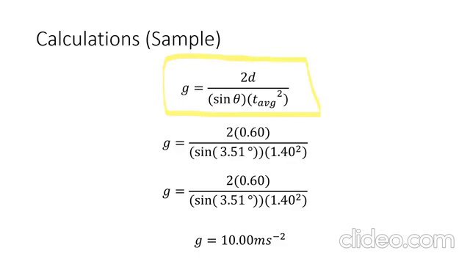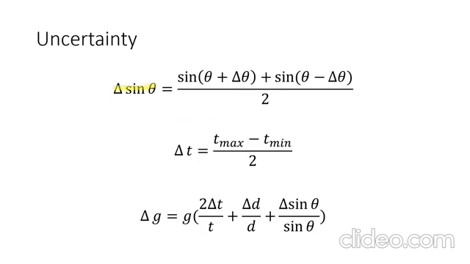Using the equation found earlier, we can now find a value for g. The final value for g for this specific trial was found to be 10 meters per second squared. The uncertainty on sine theta will be the sine of the maximum angle plus the sine of the minimum angle divided by 2. The uncertainty on the time will be the maximum time minus the minimum time divided by 2, since there are a range of values. Therefore, the uncertainty on g will take into consideration the uncertainty on sine theta, on t, and also the systematic error presented when measuring the length of the track.